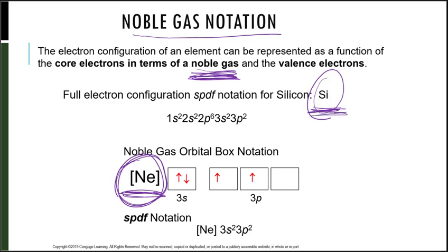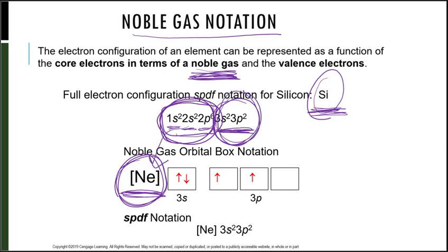So if I look at silicon, for example, and I did the whole electron configuration, it'd be 1s2, 2s2, 2p6, 3s2, 3p2. So the whole inner core, everything that's not the outermost, my outermost are my 3s here. So my inner electrons are the 1s and the 2s, 1s2, 2s2, 2p6. That is neon. Then I only have to show the outermost electrons, 3s2, 3p2, 1, 2. So that would be my noble gas notation.